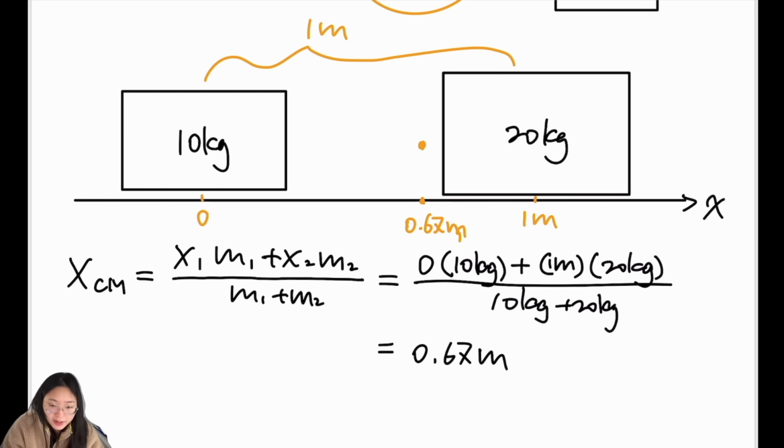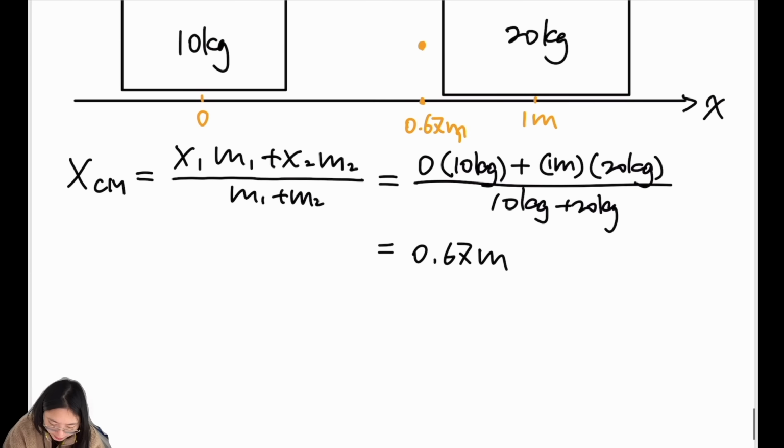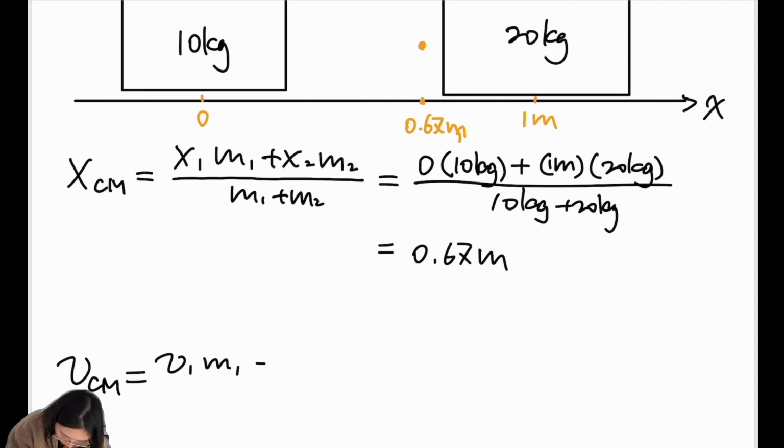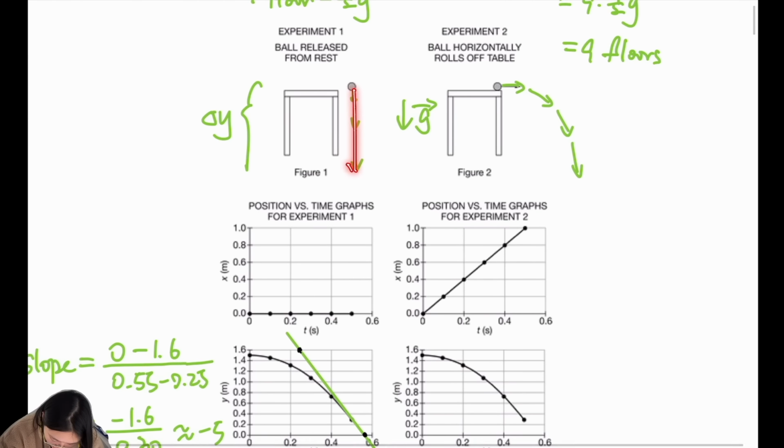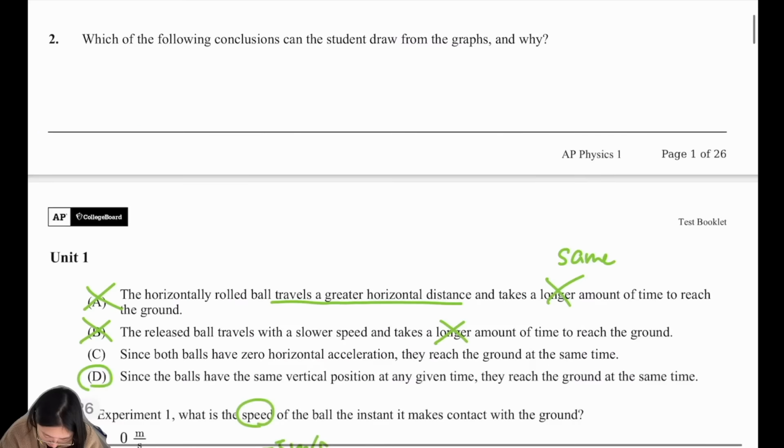And when you're asked to find the velocity of the center of mass, you are going to use the same method. The velocity of the center of mass is equal to the velocity of each mass multiplied by its mass, and then you add up the products and divide by the total mass. So going back to that question, in experiment 1, the ball is moving straight down. In experiment 2, the ball is doing projectile motion, moving along a parabola, and they have exactly the same vertical position. The only difference is the horizontal position.